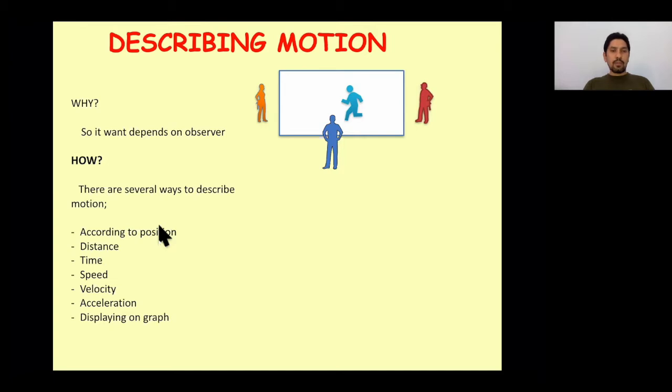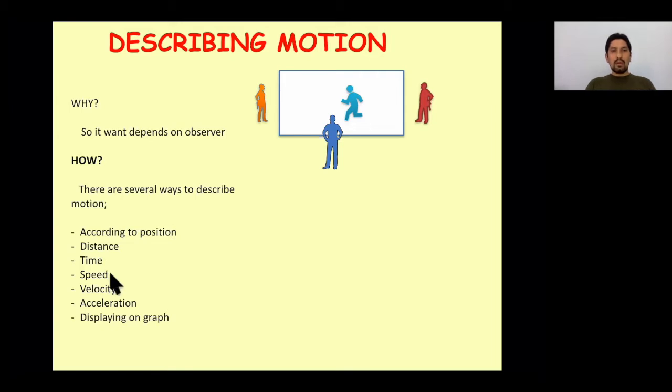A very basic way to describe the motion is the distance. The object is moving this much distance, for example, from point A to point B the object has moved 10 meters. To improve this description, we can add time. The object is moving 10 meters from A to B in 5 seconds. So you can see we have improved the description of the motion.